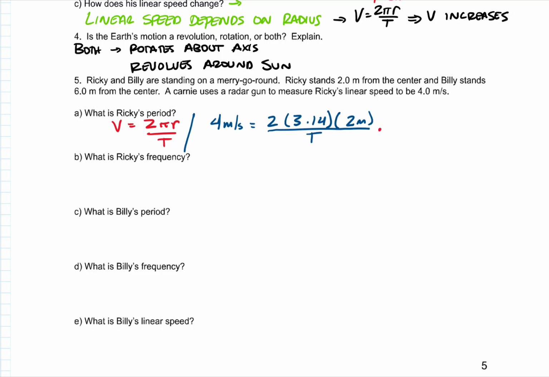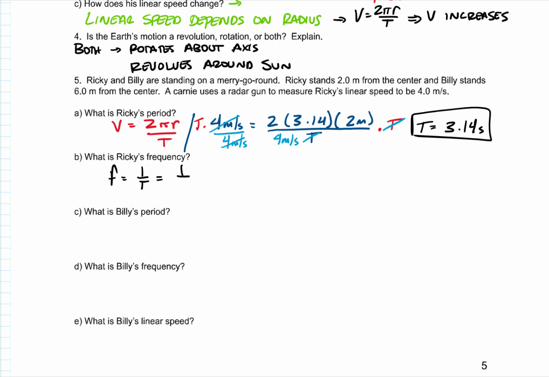It's on the bottom. We're going to multiply both sides by the period. We're going to divide, because we want period by itself now, both sides by 4 meters per second. The period crosses out, those 4s cross out, and we get 2 times 3.14 times 2 divided by 4, so the period is 3.14 seconds. Then if I want his frequency, it's just the inverse of the period. So frequency is 1 over the period, so it's going to be 1 over 3.14 seconds, so we get 0.32 hertz. I'll go back and change that in a second.